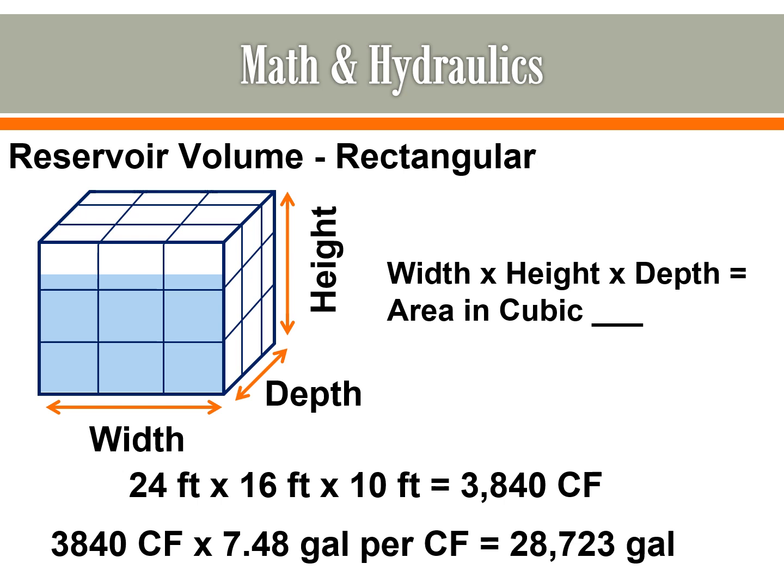And then if you wanted to solve for gallons, well, we know that 7.48 gallons per cubic foot is how many gallons are in a cubic foot. And you multiply that by the 3,840 cubic feet, your cubic feet would cancel out, and you'd be left with the gallons, and that answer is 28,723.